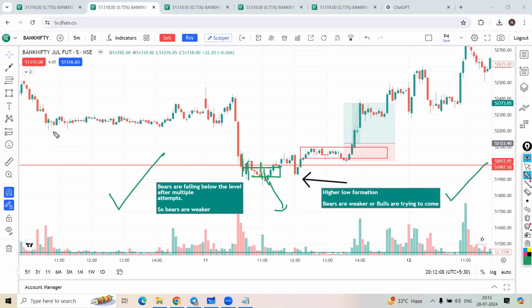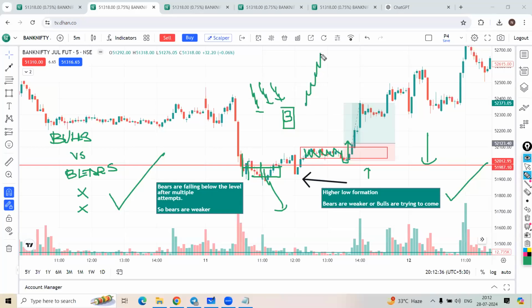Clue number 2. In the market, there are only 2 players who can take control: bulls and bears. Bears failed 1 time, bears failed 2 times. When price starts trading above this level, the downside breakout fails. Bears have failed 3 times. If the bears failed 3 times, who is left over? Bulls. And here come the bulls.